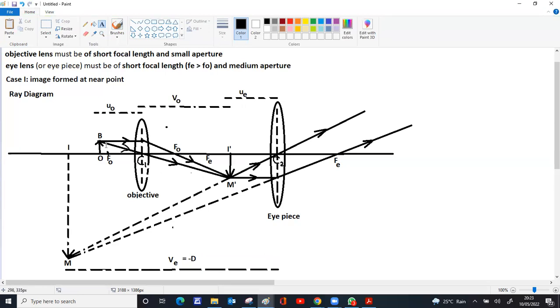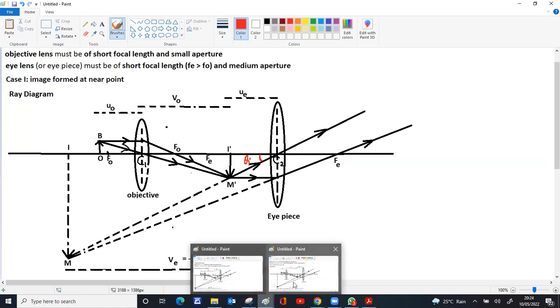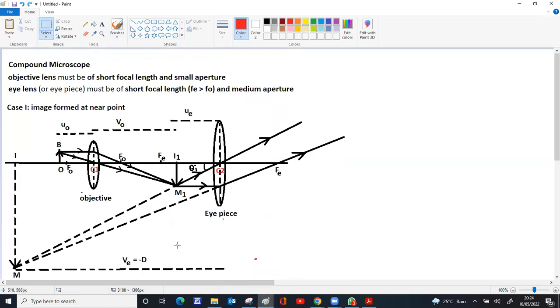Following this way, different from the conventional way, ensure you can adjust the image within the available space. Now this angle will be theta I, because this is the final image. Draw I and M to C2. That angle will be theta I. So C1, C2, the center of the lens, theta I, FE, FO, UO, VO, UE, V all marked.